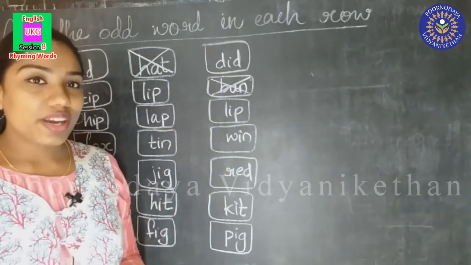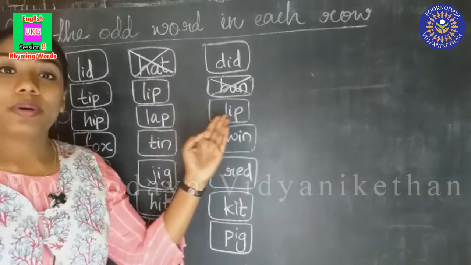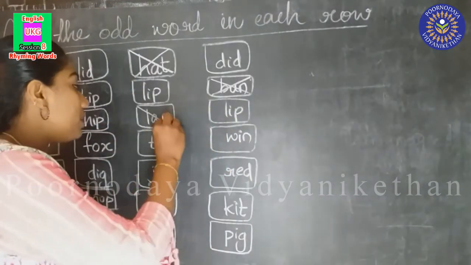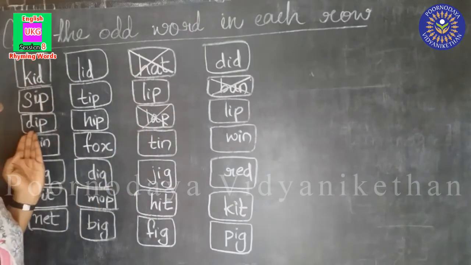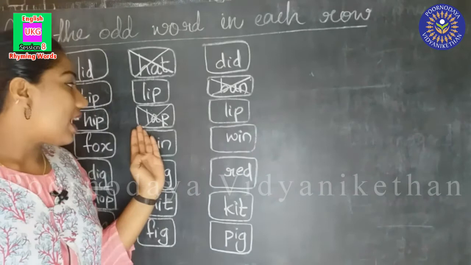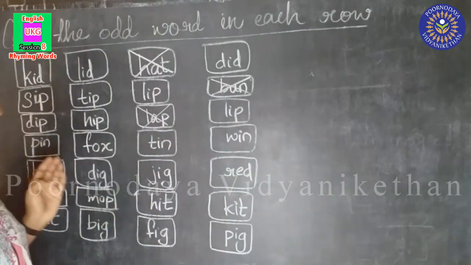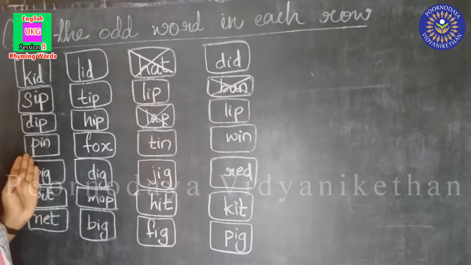Which is the odd one here? Dip, hip, lap, lip. Lap is the odd one. Dip, hip, and lip are E sound and lap is A sound. Did you understand? Now, the next one.